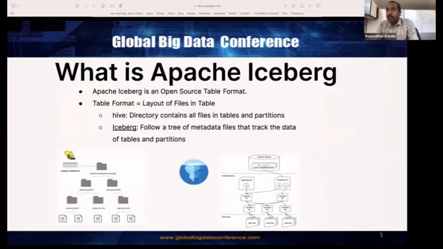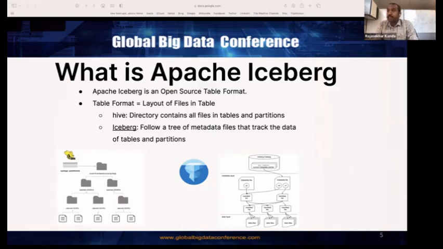So what is Iceberg, right? Iceberg is not a file format. It is not a data warehouse. It is actually a table format. We call it a table format for metadata tables. We have seen formats like Parquet, ORC, but what exactly is this table format? Table format is nothing but how to lay out and organize the files in a table.